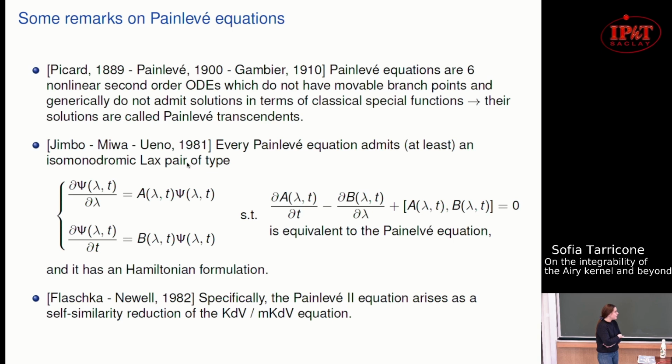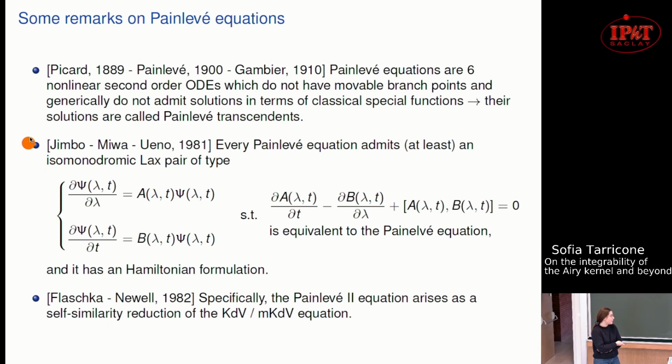So this means that you can in some way linearize these equations. And how do you do that is in the following way. You take this Psi here, which is a matrix valued function in the complex plane that depends on a further parameter t, and you look at a linear differential equation written here. This should be isomonodromic in the parameter t, in the sense that you don't want the monodromy of the solution coming out from here to depend on the extra parameter t. So this is the reason why it is called an isomonodromic Lax pair.